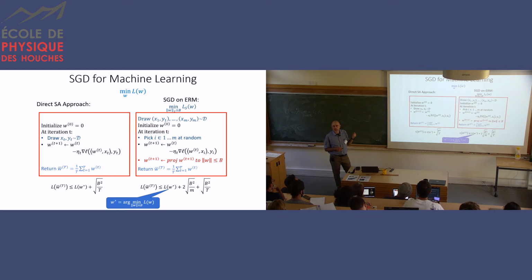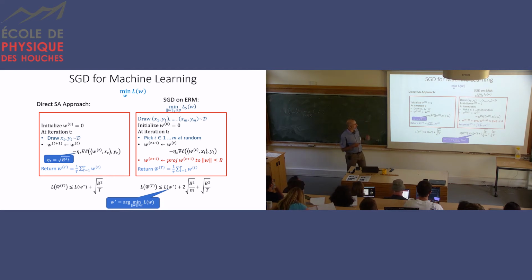Answers? Yes, the step size. So I have to choose the step size. Somebody asked before. All these guarantees are with optimal step size, and the choice of step size would depend on the norm I want to compete with. If I want to compete with predictors with larger norm, I'd have to use larger step sizes.